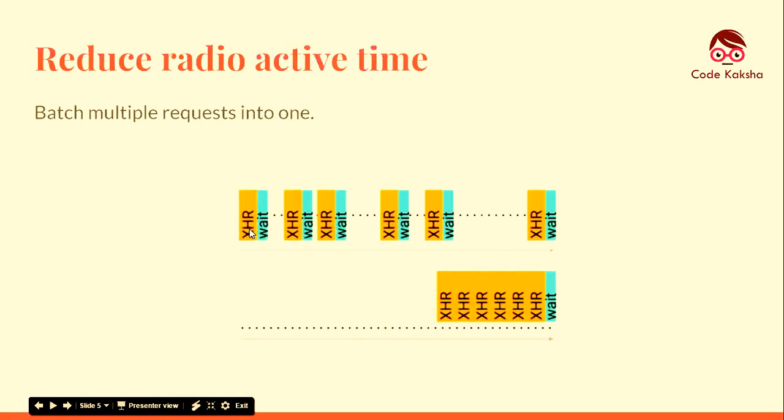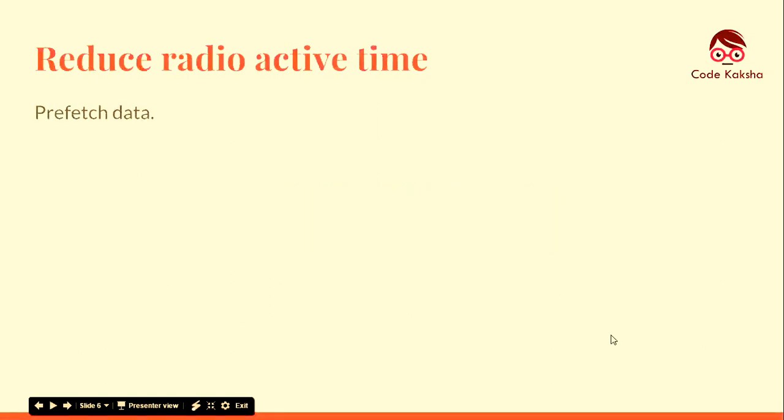But if we batch all the requests for the future, like after 5 minutes or after 10 minutes, if it is possible at all, that means at this period, we are giving full time for the network radio to be in sleep mode, and thus reducing the battery. So batching multiple network requests is very important for optimizing your network usage.